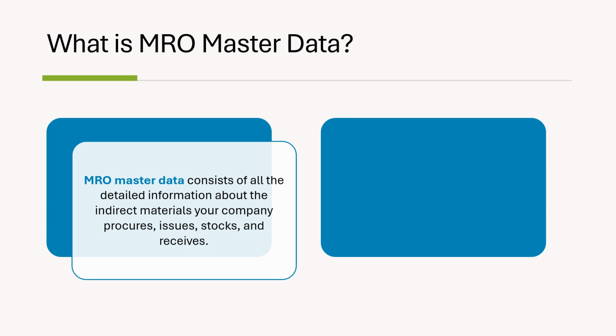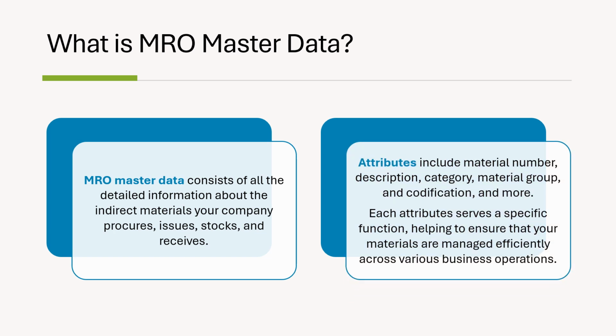It consists of all the detailed information about the indirect materials your company procures, issues, stocks, and receives. This data includes attributes like material number, description, category, material group, and codification, among others. Each of these attributes serves a specific function, helping to ensure that your materials are managed efficiently across various business operations.